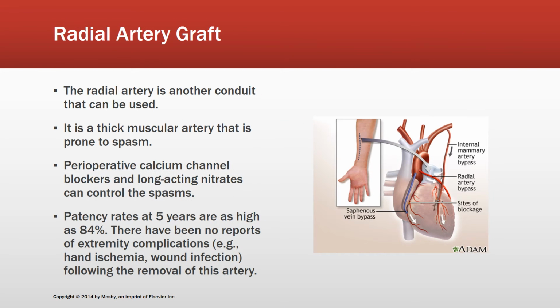The radial artery is another artery that can be used as a replacement for one of the coronary arteries. Not commonly used though. We usually go with the ones that I've already talked about before. But sometimes certain arteries can't be used, so there's alternatives. This one is thick, muscular, and it is prone to spasms. Peri-op calcium channel blockers have to be given to control those spasms along with long-acting nitrates. The patency of this is not as long as it would be if we used the internal mammary artery, so that's why it's not used routinely.